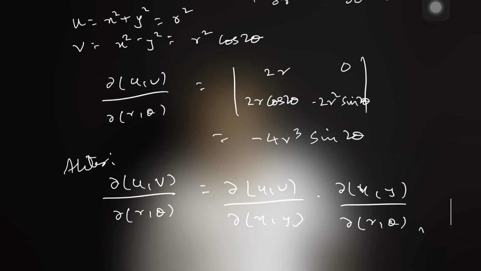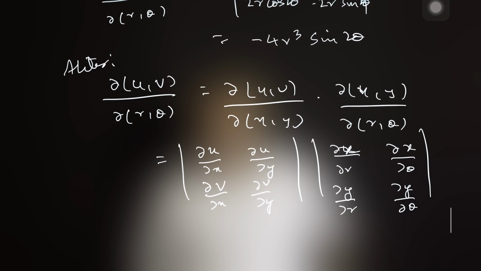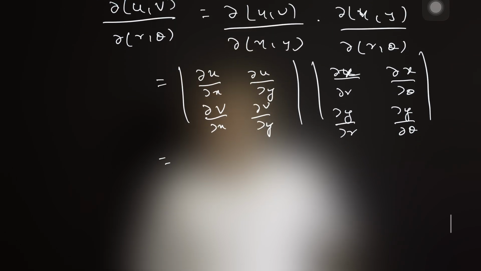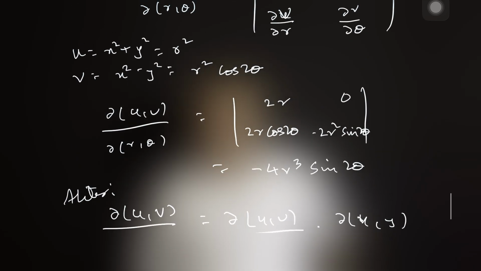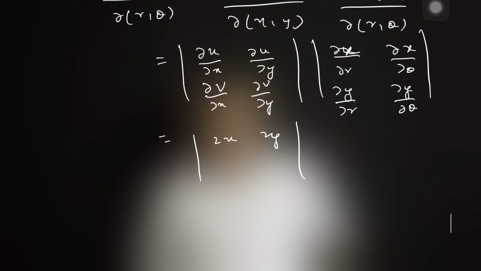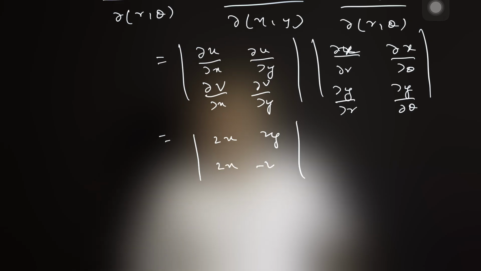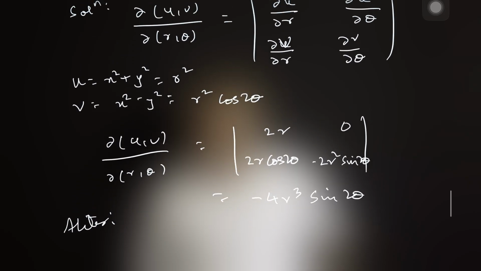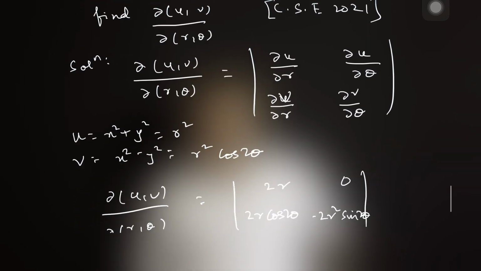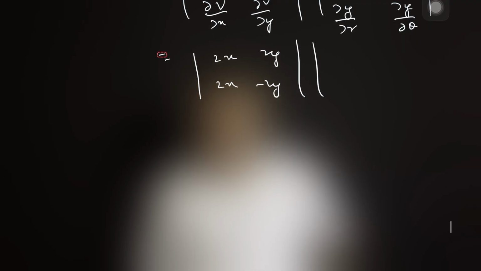You have x square plus y square, so you can write this as 2x, 2y, and what is the other row? x square minus y square, so you can write this as 2x, minus 2y. And how do you write ∂x/∂r? What is the relation? You know this, that x is equal to r cos theta and y is equal to r sin theta.